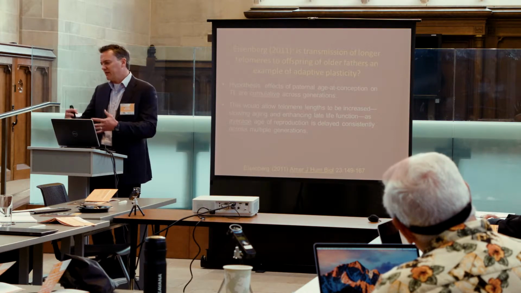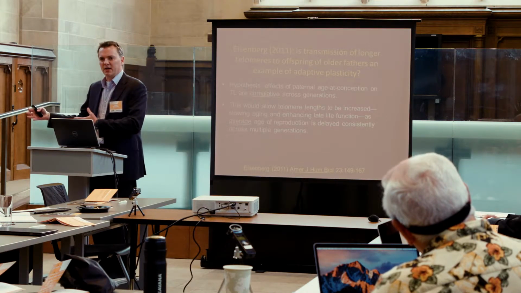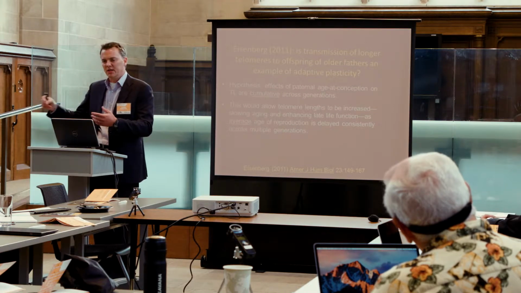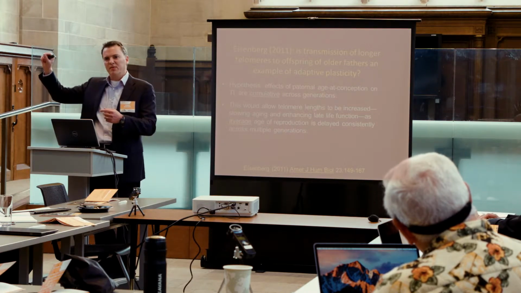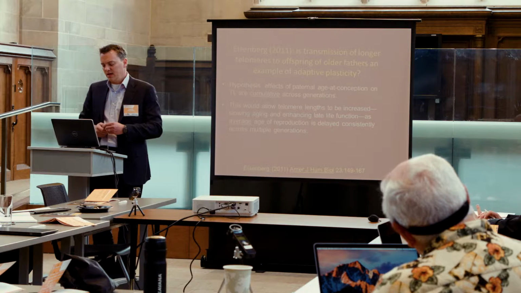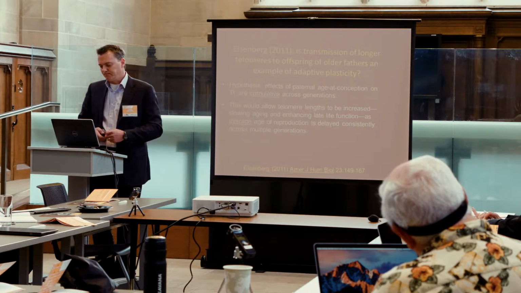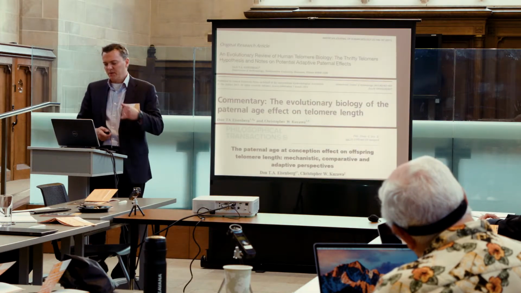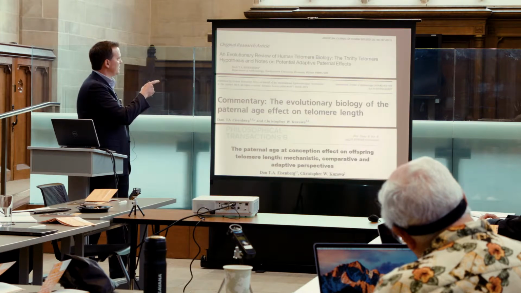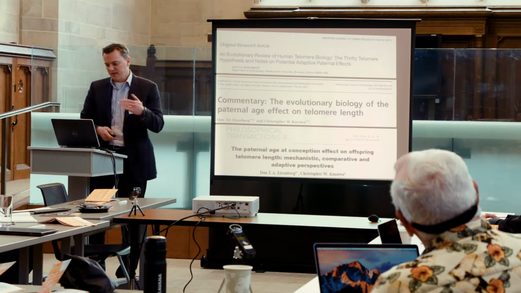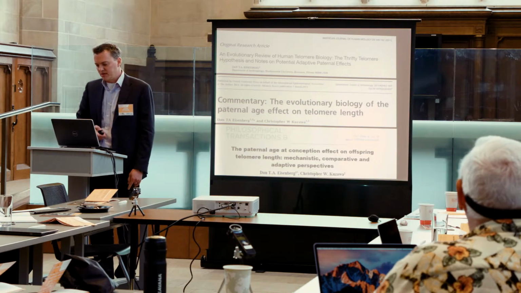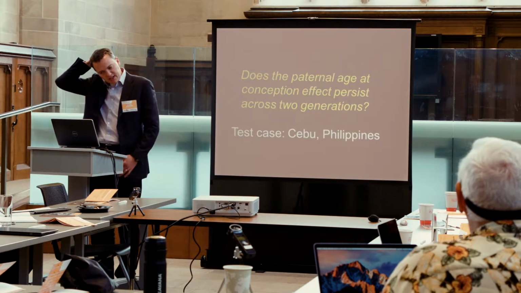So if you have a consistent delay in reproduction across, let's say, 10 generations, then maybe you're going to get a new equilibrium where telomere lengths increase and allow later life function. If you want to read about this, his original article from 2011 really lays it out nicely, and there are a few others that have come out since then. Okay, so let's take a look at this.